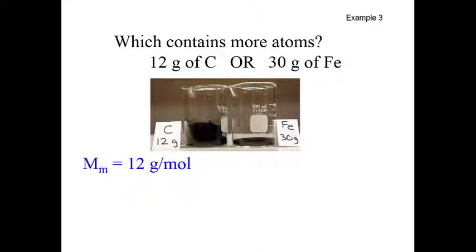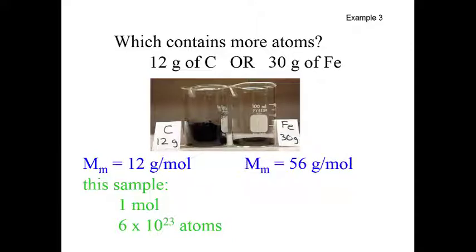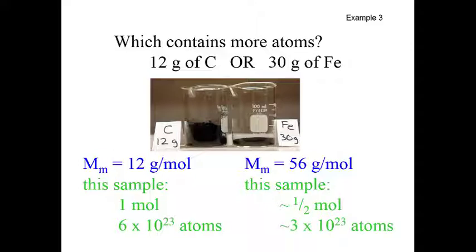Carbon again has a molar mass of 12, so this sample is 1 mole, or 6 times 10 to the 23rd atoms. Yes, Avogadro's number is 6.02 times 10 to the 23rd, but we're estimating, so we drop the 0.02. Iron has a molar mass of 55.85 grams per mole, which we can round up to 56. Our 30-gram sample is roughly 1/2 of a mole. So the iron sample contains about 3 times 10 to the 23rd atoms. Our rough estimations show there are more atoms in the carbon sample.